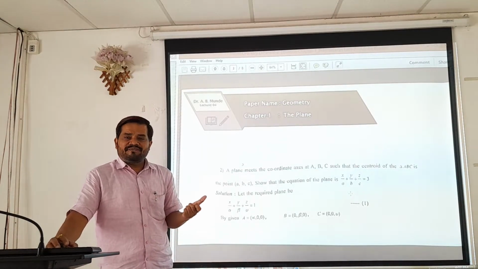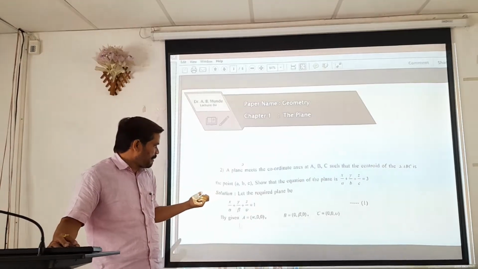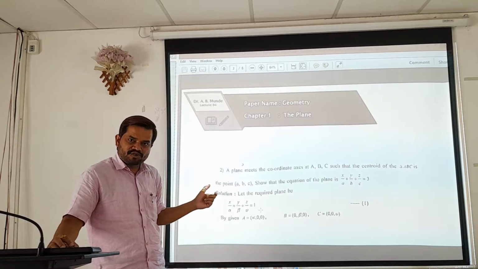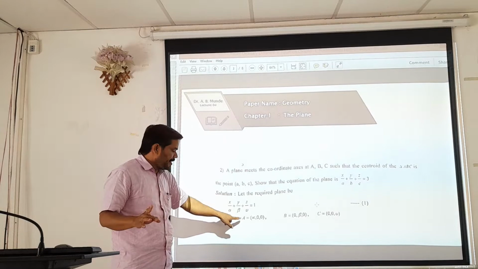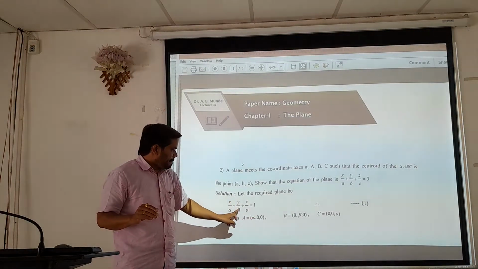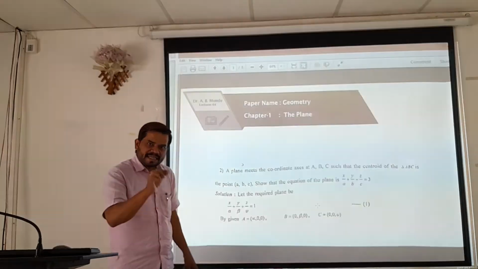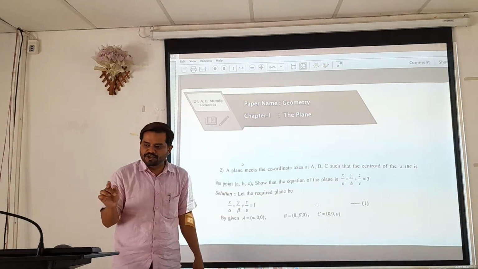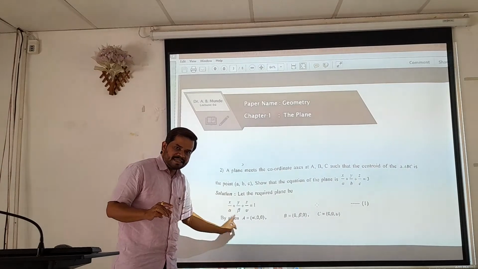So first you can assume the required equation of the plane is x by alpha plus y by beta plus z by gamma is equal to 1. Then what is the point A? A is the point whose coordinates are (alpha, 0, 0). Then the point capital B has coordinates (0, beta, 0). And the last one, capital C, is (0, 0, gamma). You can find these by using this equation.